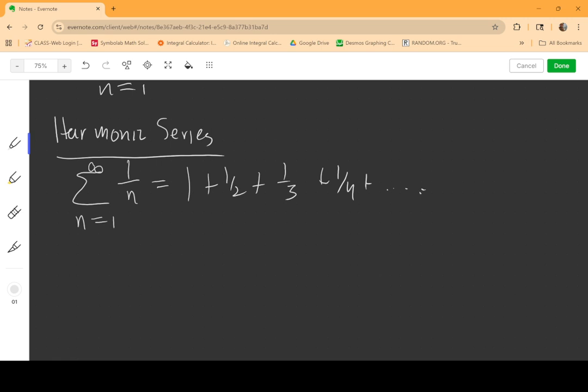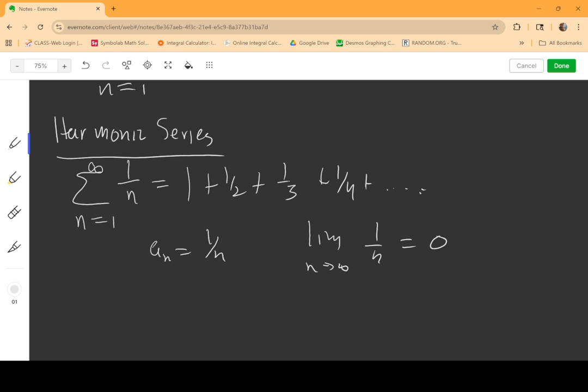Before we move forward and try to determine whether this is a convergent or a divergent series, I do want to point out that if we were looking at strictly the sequence a sub n equal to 1 over n, the limit as n goes to infinity of 1 over n is equal to 0. Let's just keep that in mind. Now this is not the series.